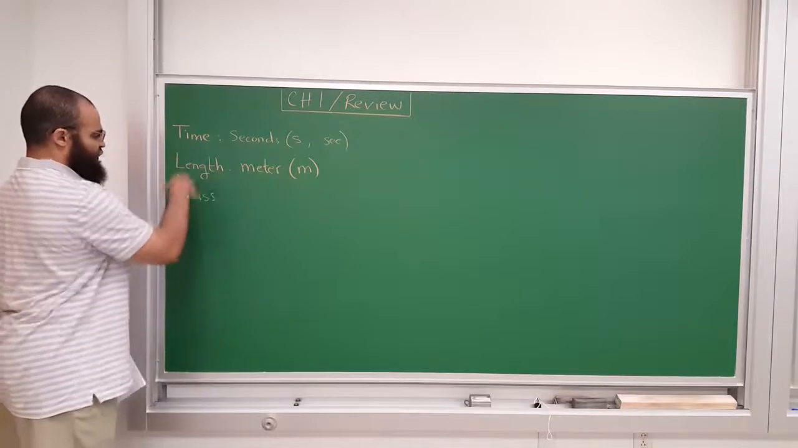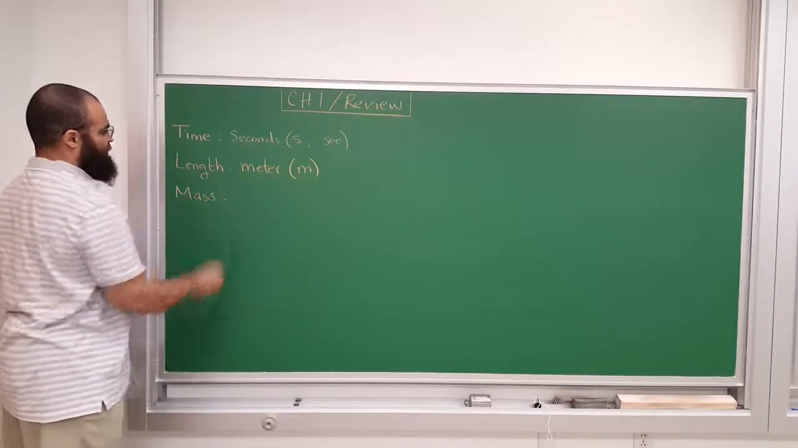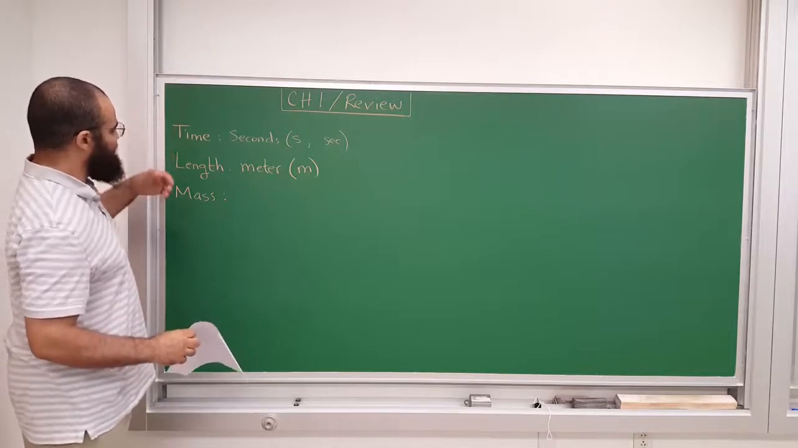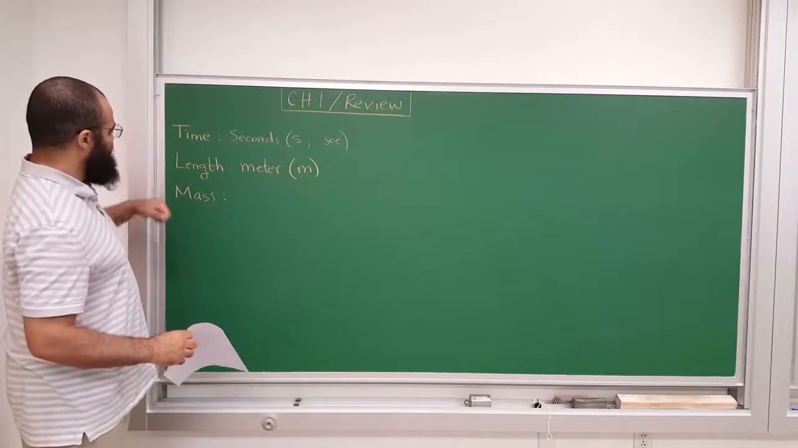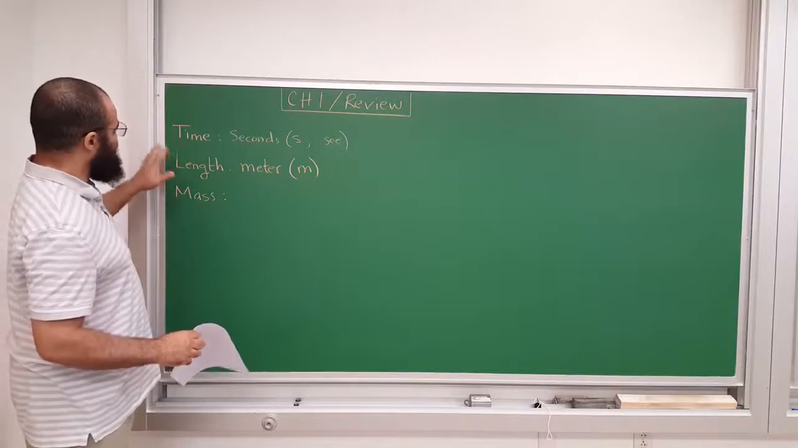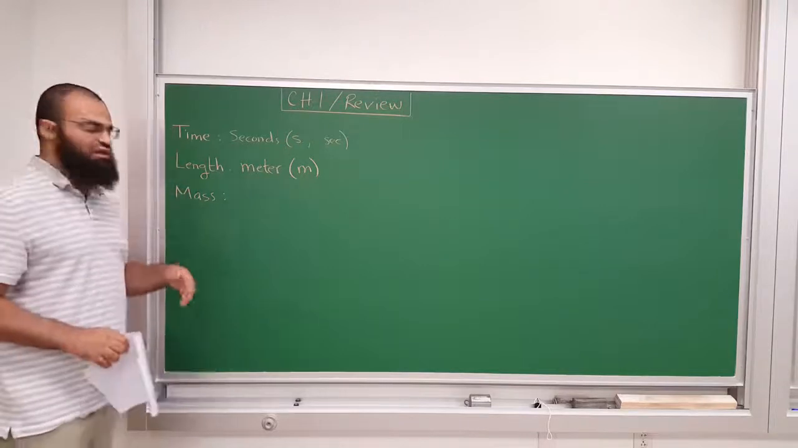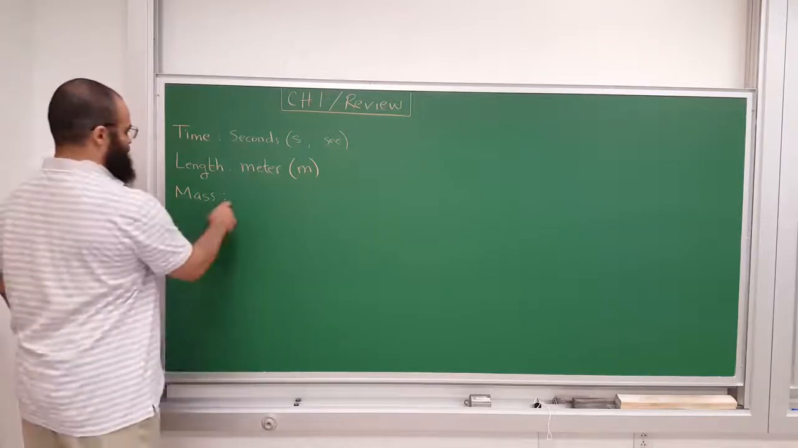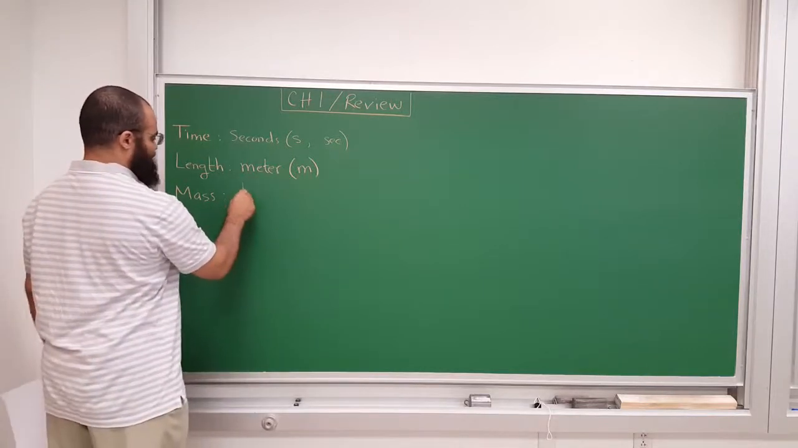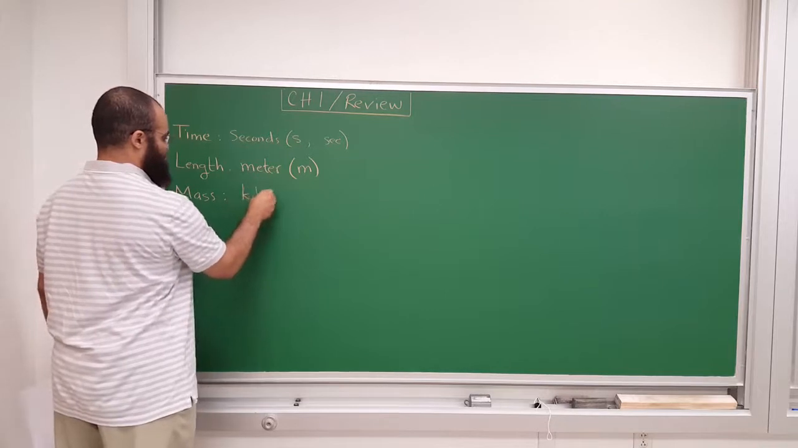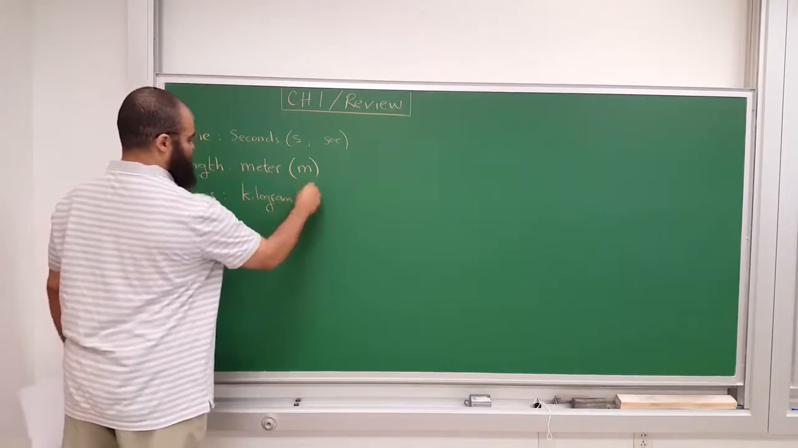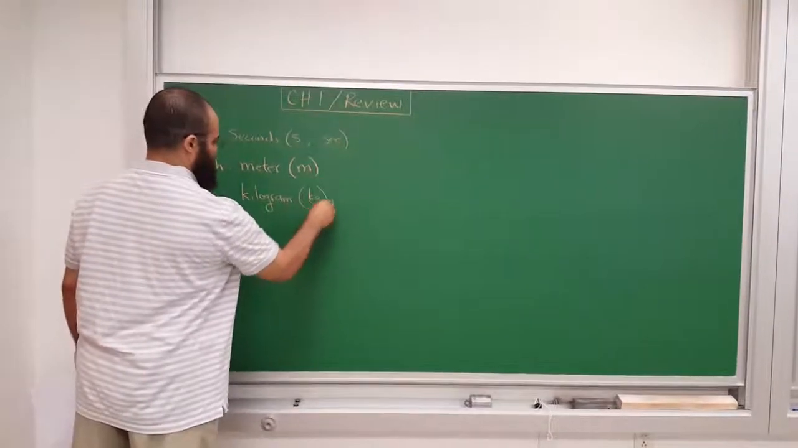And for a while, that's all we need, these. Because we can combine them. Length and time will give us speeds and accelerations. Mass and some combinations of length and time will give us momentum and force and so on. Okay? So the mass, the standard unit is the kilogram, and it's abbreviated as kg.